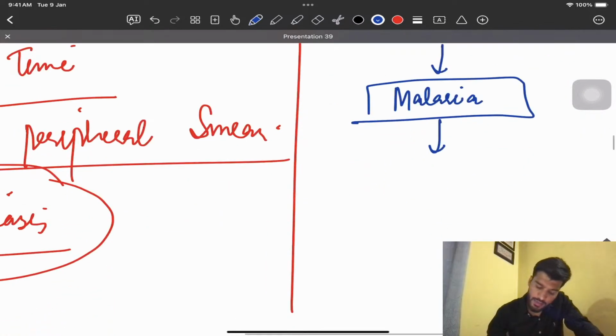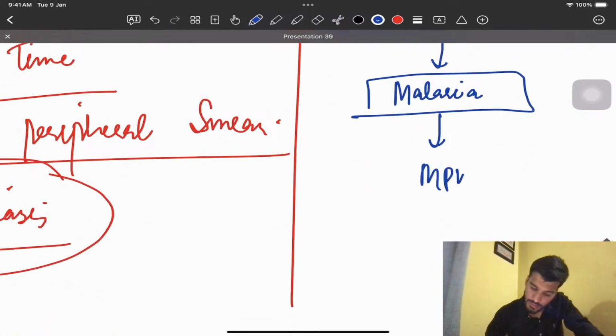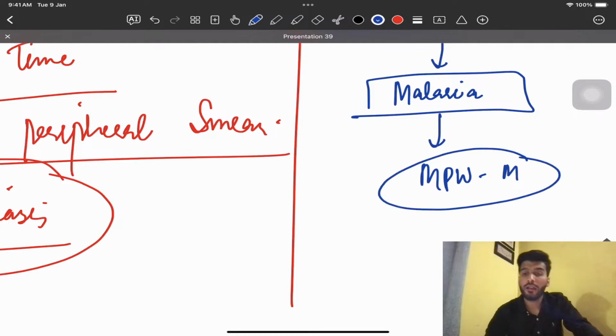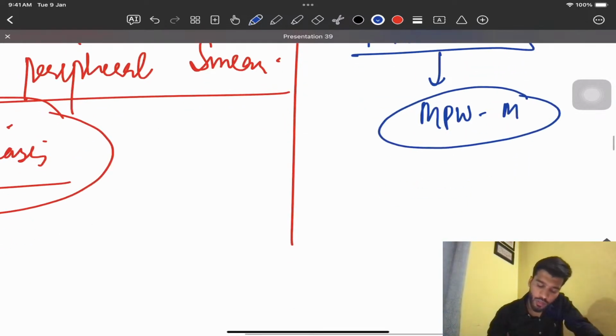Who will take the smear, guys? Multi-purpose worker male. Multi-purpose worker male will take the smear. Okay, one more thing, guys. These two smears, one will tell me about the species of the malaria, whether it's Plasmodium falciparum, Plasmodium malariae, Plasmodium ovale, or Plasmodium vivax. One smear will tell me about the species, and the second will confirm the malaria.